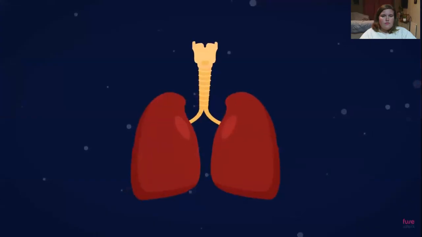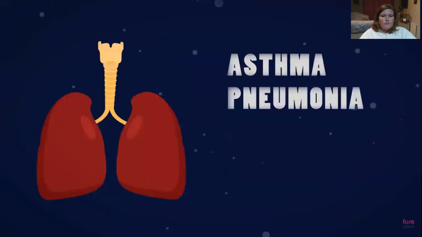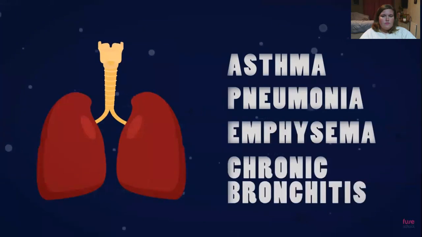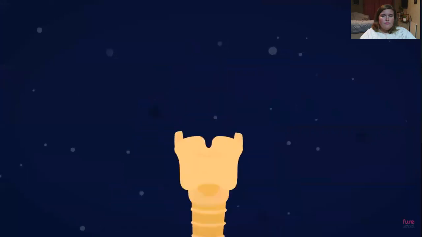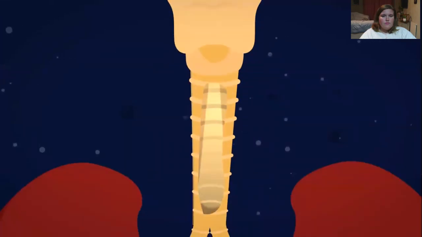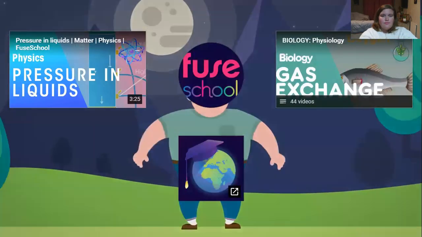There are many things that can go wrong with your lungs, such as asthma, pneumonia, and diseases associated with smoking, such as emphysema and chronic bronchitis. However, if you have a problem, the doctor may perform a bronchoscopy. This is when they put a tube with a light and a camera on it into your airways and look for signs of inflammation or bleeding. Take a big breath in, hold it, and breathe out, and relax.